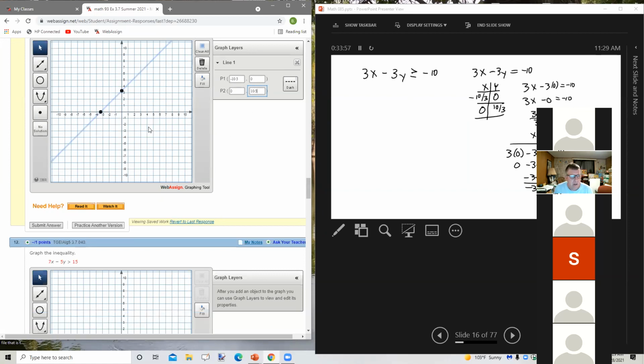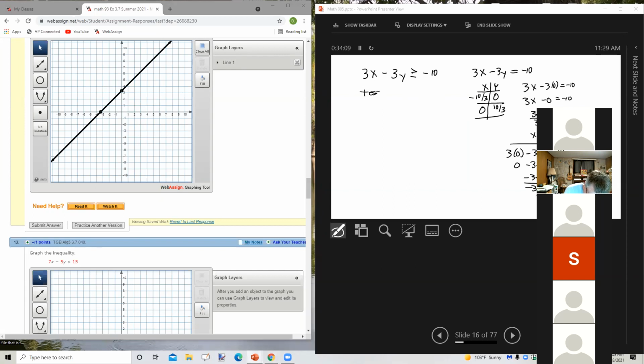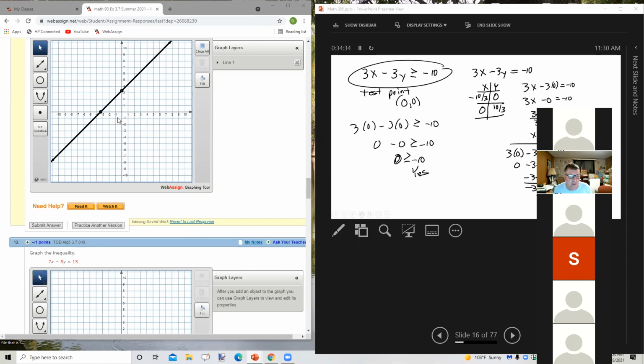Okay, now it includes equal to, so it includes the solid line. We don't know which side of the line we're on yet. So again, I'm going to use (0, 0) as a test point. I'm going to put that into the original inequality that I'm trying to graph. 3 times 0 minus 3 times 0 greater than or equal to negative 10. 0 minus 0, 0 greater than or equal to negative 10. Is 0 greater than or equal to negative 10? Yes. So (0, 0) is a solution, so I'm going to fill in that side. Any questions on that?